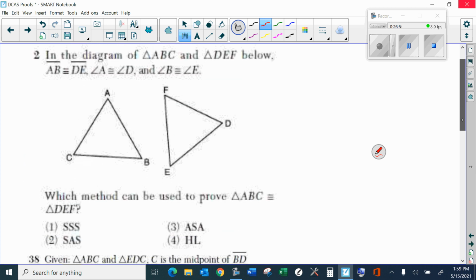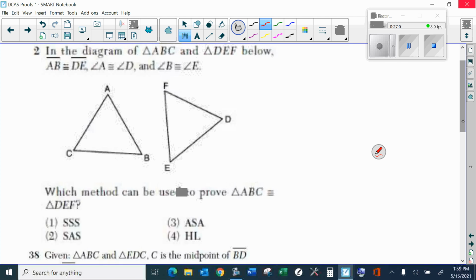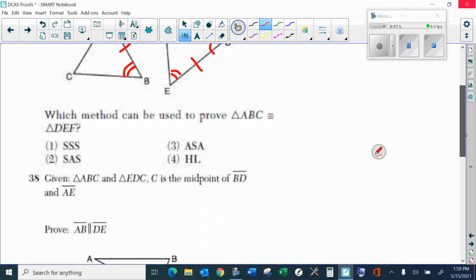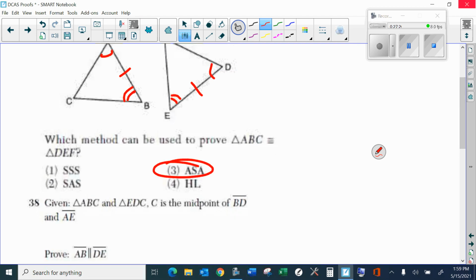All right. In the diagram, A, B, C, and D, E, F below. AB is congruent to DE. Angle A is congruent to angle D, and angle B is congruent to angle E. Okay, well, we already have the two triangles are congruent by ASA. It's already set up for us. Which method can be used to prove that they're ASA? Nice and easy right there.